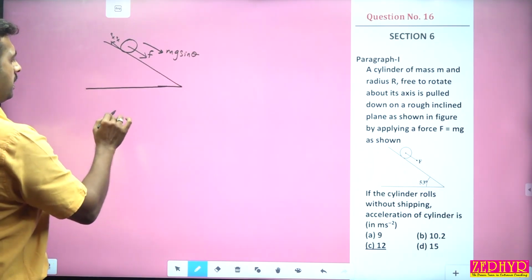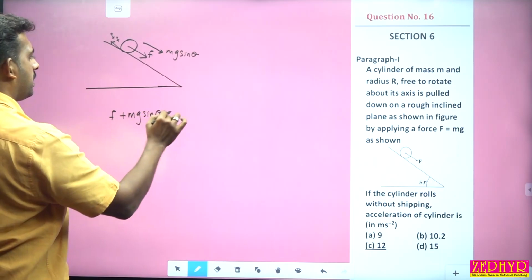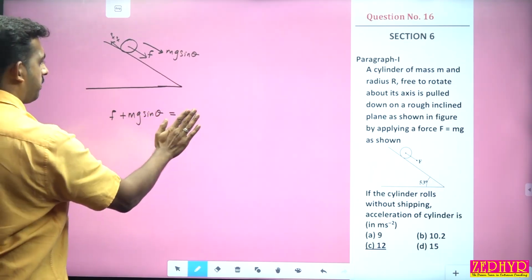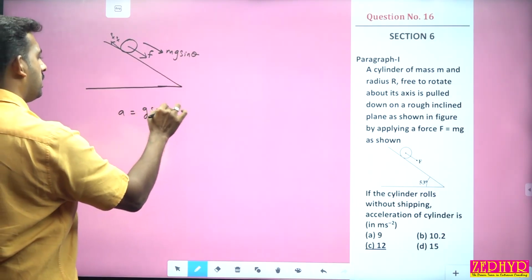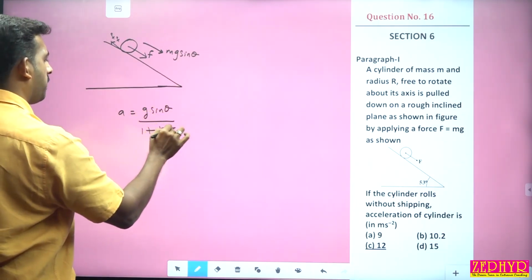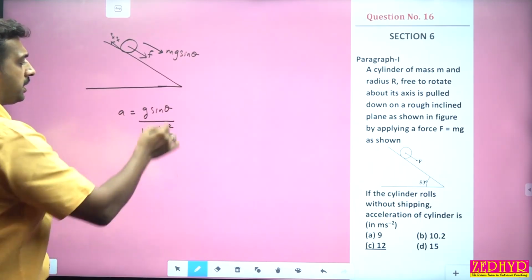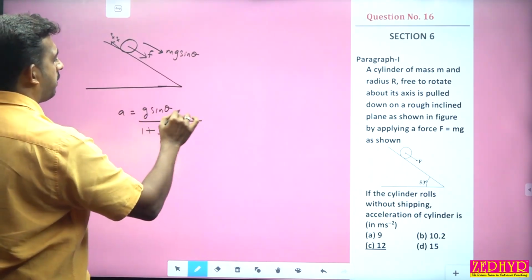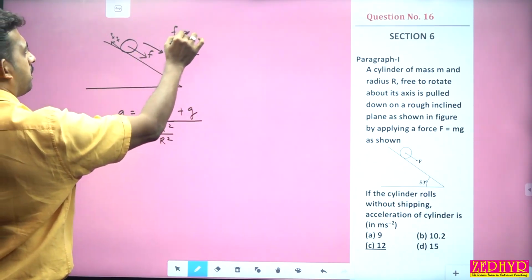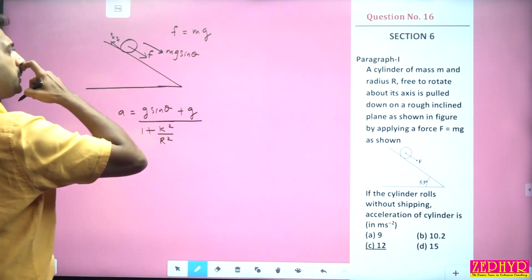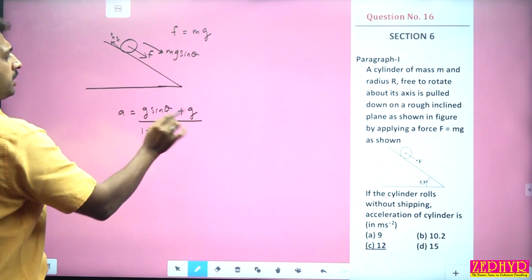F plus mg sin theta, so we have the equation for acceleration down the plane, A equal to g sin theta by 1 plus k square by r square. I am taking the shortcut equation, but along with this g sin theta, we have g also, because we are pulling it with a force mg. Therefore, m is cancelled on both sides. So the acceleration is equal to g itself.